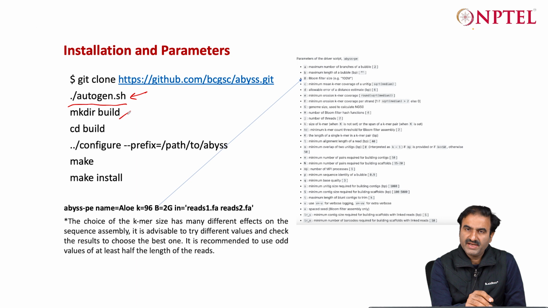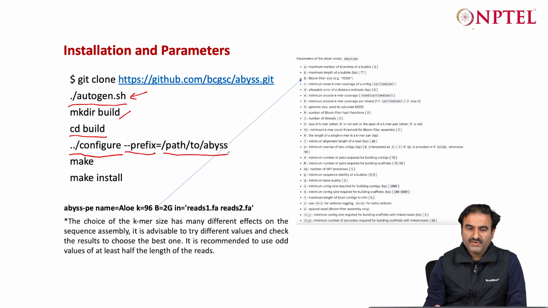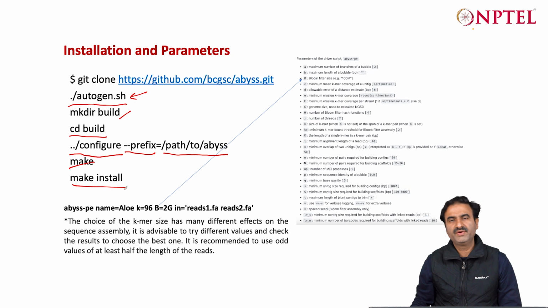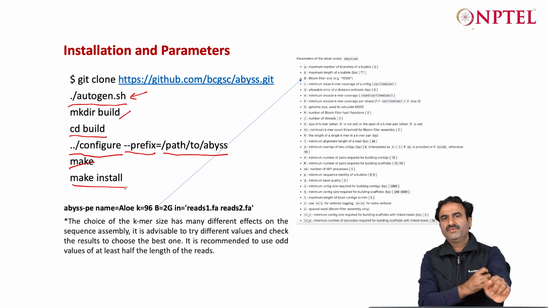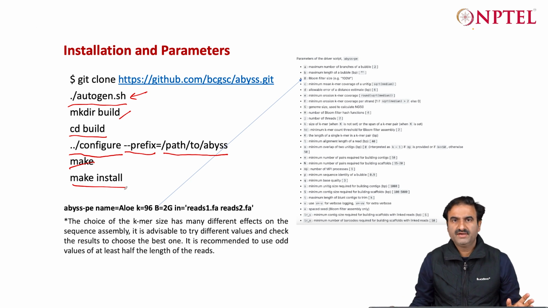Then you make a directory, mkdir build. Once the directory is built, you go to cd build and then run ./configure. That means you are configuring this for your system, with --prefix and the path of ABySS where you are installing it. Then they say make and make install, which is the common way of installing programs. Most programs follow this way of installation, which we have also seen when we were doing Linux and how to install biology related software.